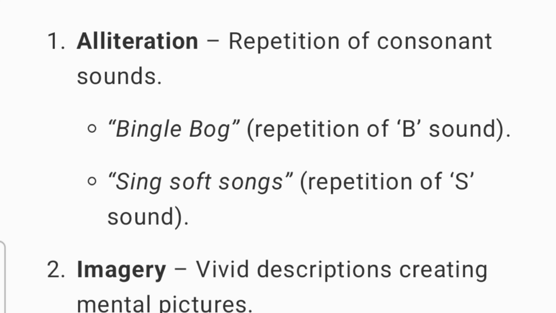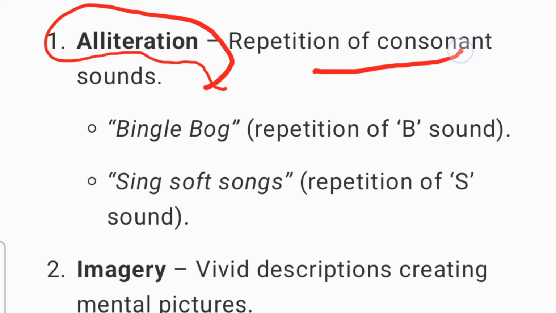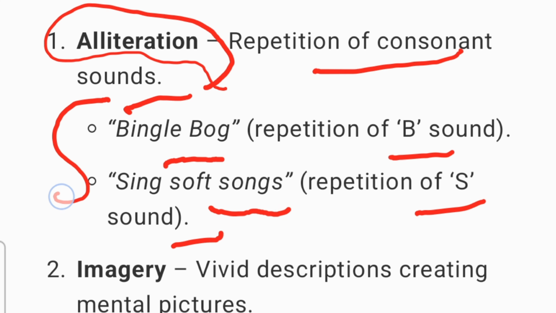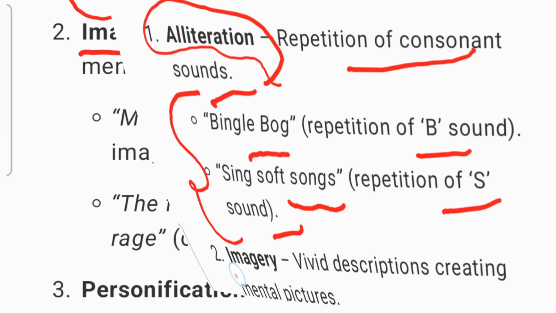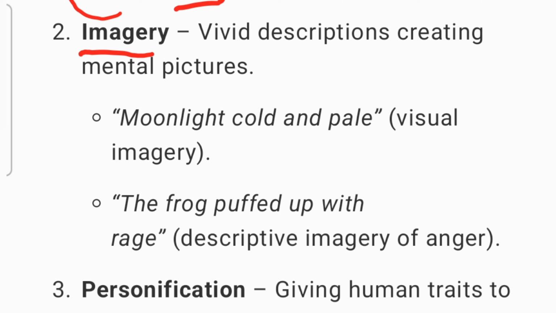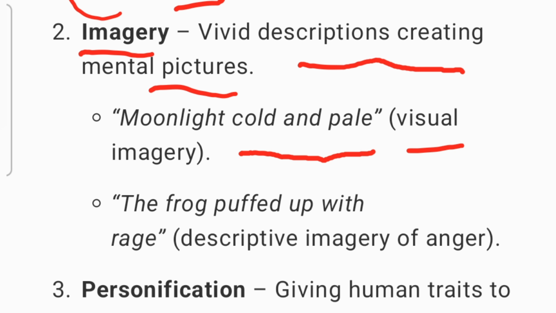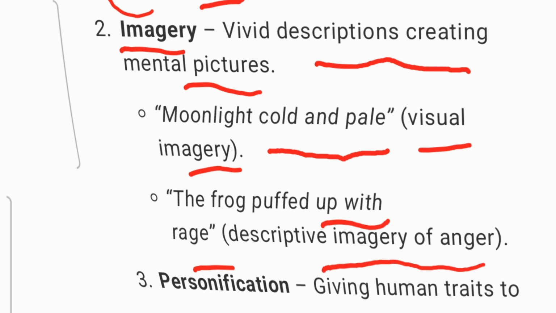So, now let's see the poetic devices used in this poem. Alliteration means repetition of consonant sounds. Bengal bog, repetition of the B sound. Sing soft songs, repetition of the S sound. So in these two, we can say alliteration is used. Now imagery is also used. What is it? Vivid descriptions, creating mental pictures. Moonlight cold and pale, so it's visual imagery. Frog puffed up with rage, descriptive imagery of anger.